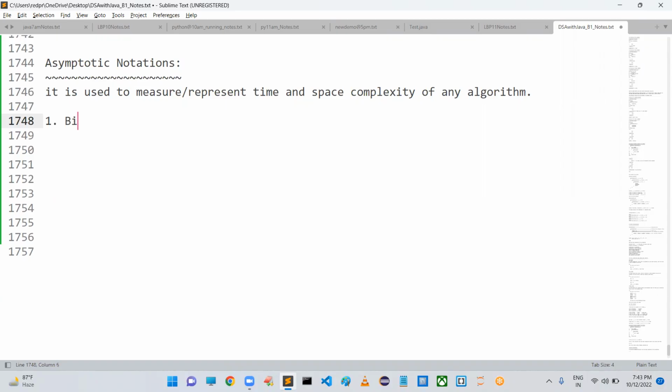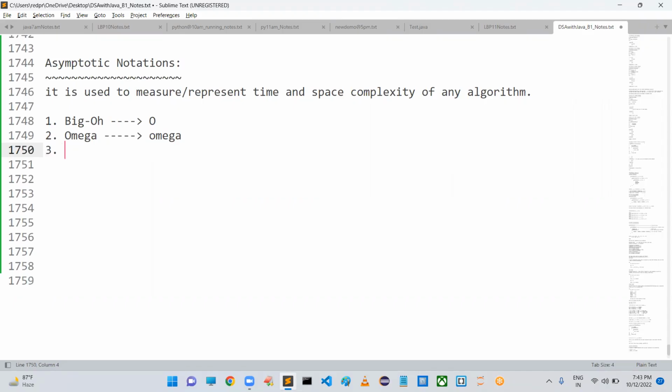The first notation we have here is big O notation, which is represented like this. What is the second one? The second one is omega notation. I can't type it here, so I will represent it in the diagram, something like omega. Now the third representation we have is theta notation. I also can't represent it here, I am just taking the word. Theta notation.